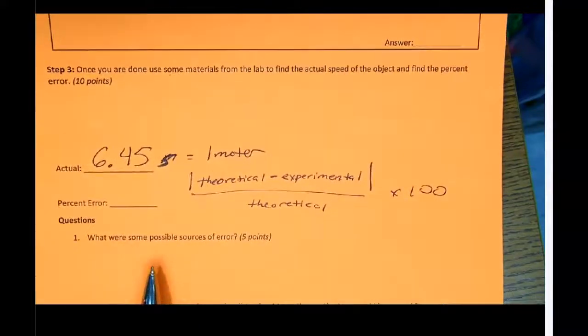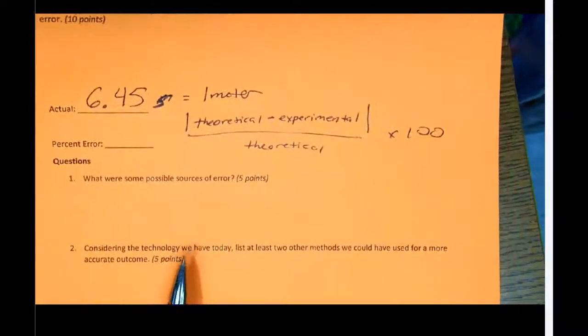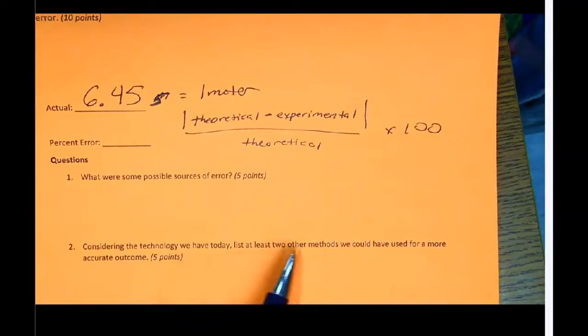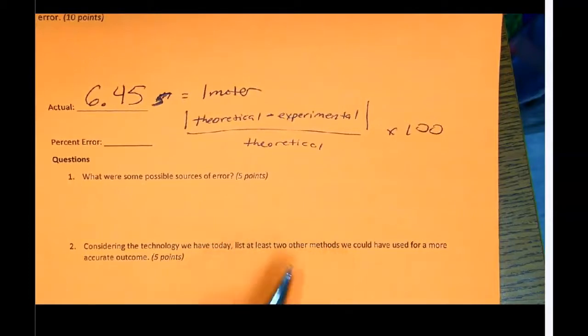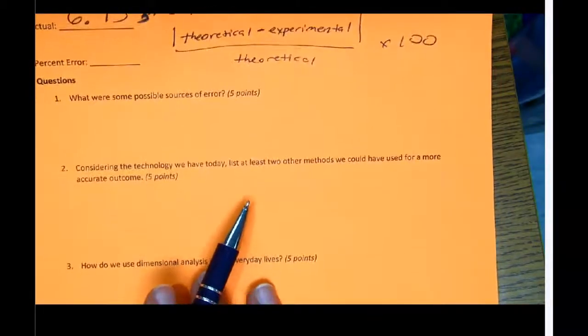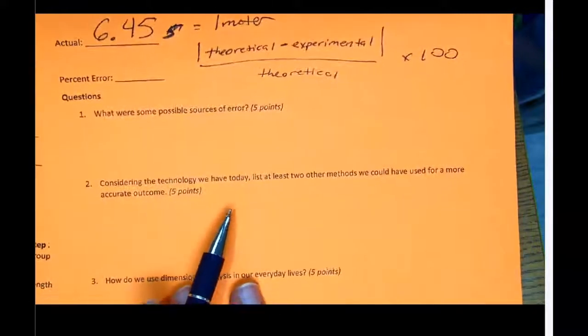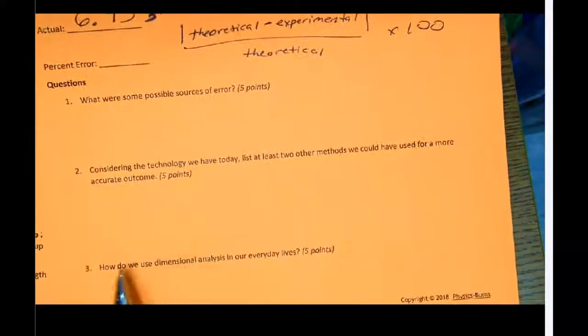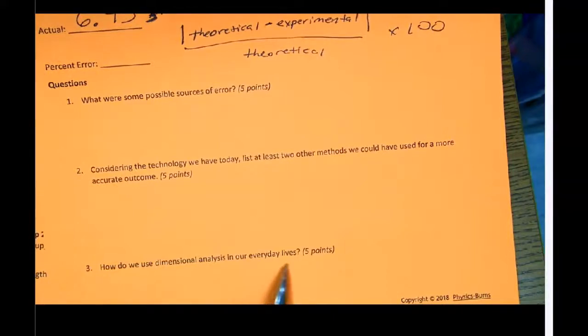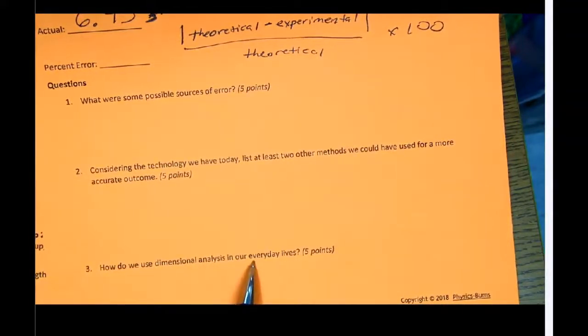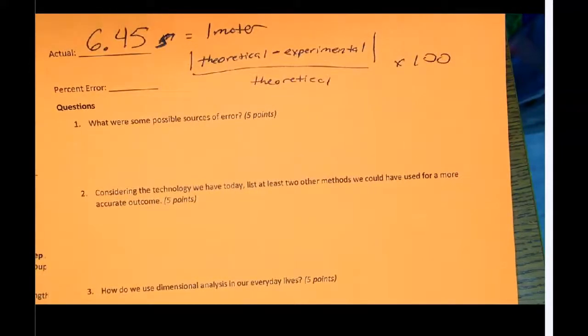Only list one or two. Considering the technology we have, list at least 2 other methods we could use to have a more accurate outcome. And to apply this to our everyday life, how do we use dimensional analysis in our everyday life? I think that's pretty important. That's a clever question.